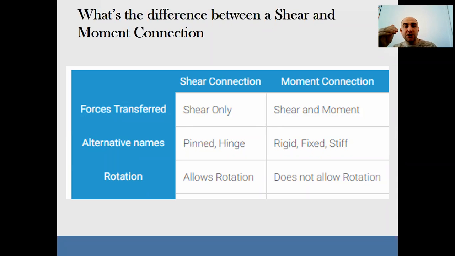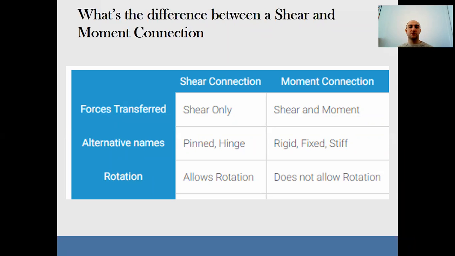So moment connections are only required when deemed absolutely necessary and sufficient lateral stability is provided in the building.